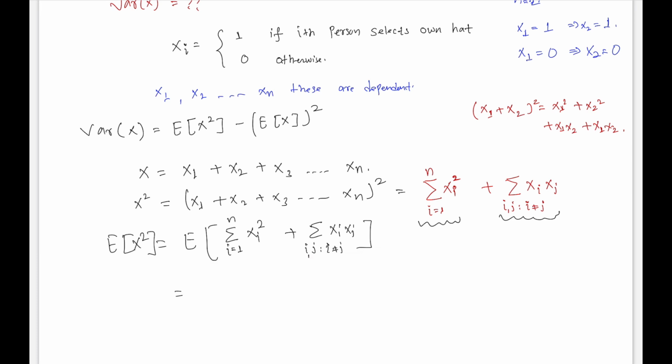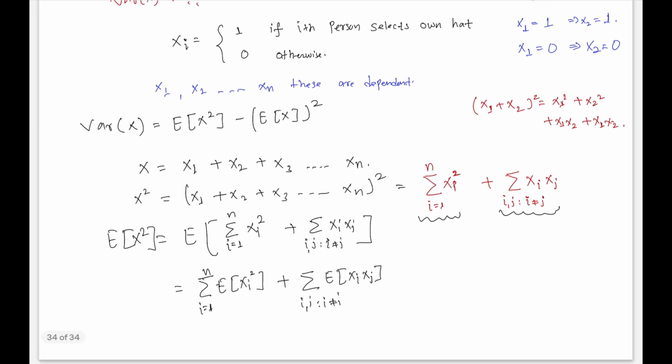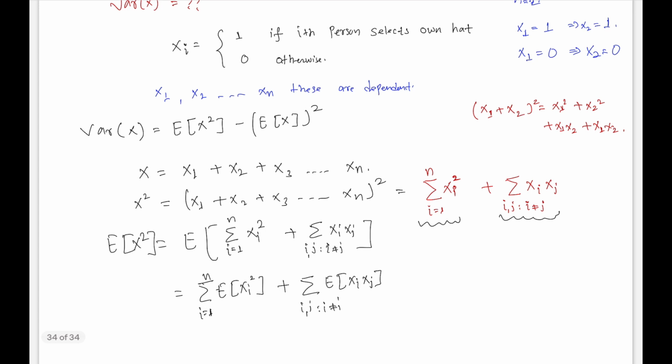And that would be nothing but the expected value of the summation of x square, where i goes from 1 to n, plus the summation where i is not equal to j, of the expectation of this product xi xj. Right? Now, what will be the expectation of this xi square?